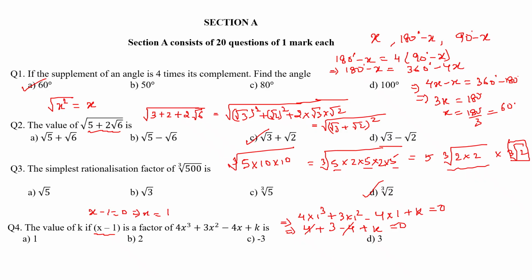Then 4 and minus 4 will get cancelled out and k will be equal to minus 3. So C is the correct option.